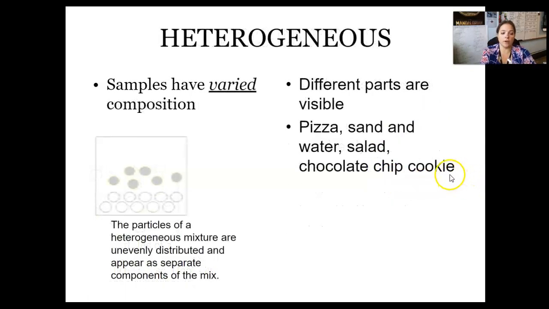Heterogeneous. Samples have a varied composition. The particles of a heterogeneous mixture are unevenly distributed and appear as separate components in a mix. So if I put my paper clips with this, this is a heterogeneous mixture. The different parts are visible. I can see the different parts of this. You can see where the balls are. You can see where the paper clips are. I can pull them apart. So examples of this would be like pizza, sand, sand and water, salads, chocolate chip cookies.